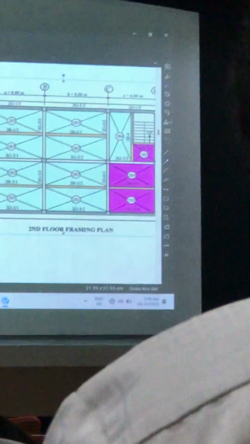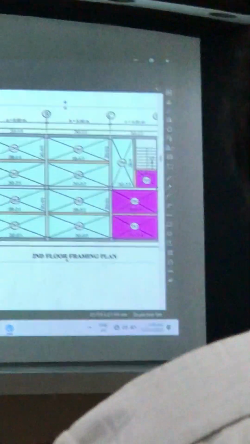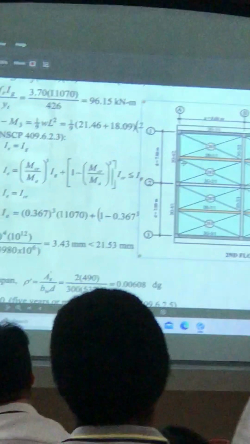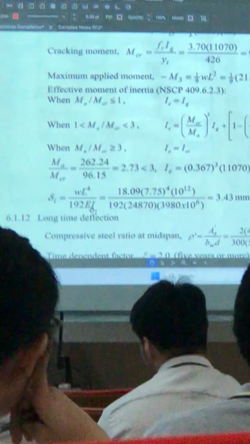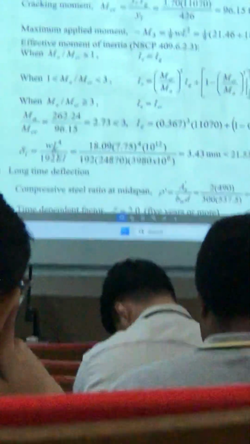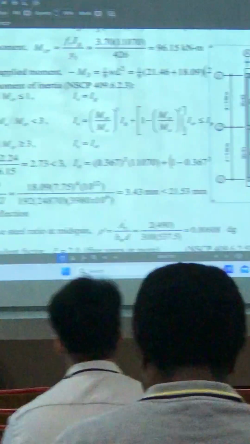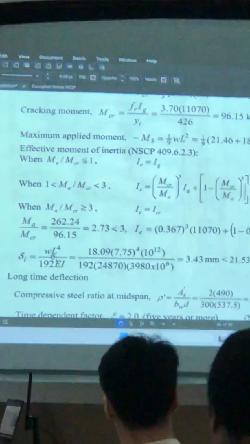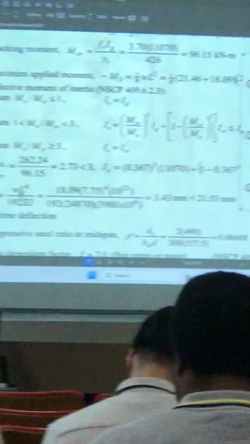So for this condition, the deflection formula is wL to the 4th over 192 EI. Take note that 192 is half of 384. If simply supported, it is 5 over 384. If fully restrained, it is 1 over 384. If one end is continuous, then you have 1 over 192.